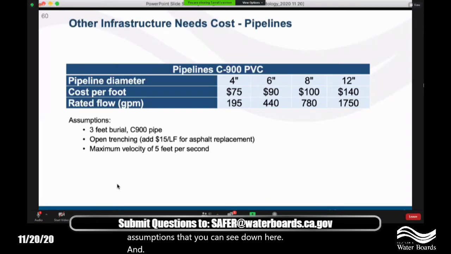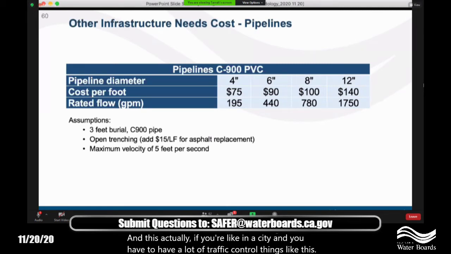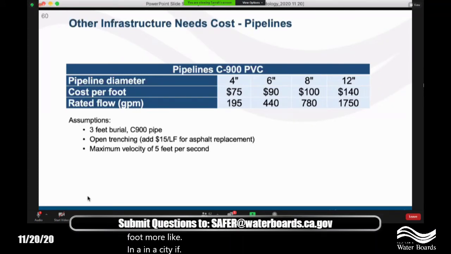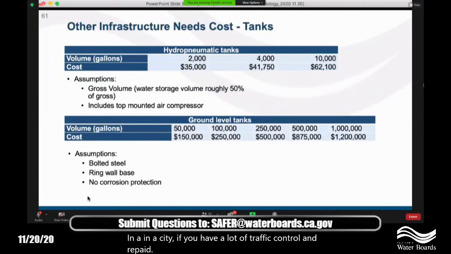This actually, if you're in a city and you have a lot of traffic control and things like this, these costs would be very low, right? So this would be more like in a rural area without a lot of those types of constraints. It can get up to $300 a linear foot, more like in a city if you have a lot of traffic control and repavement to worry about.